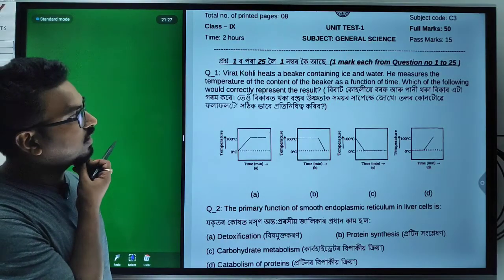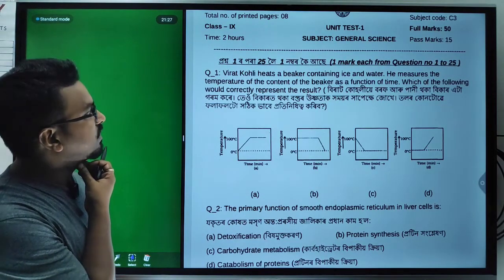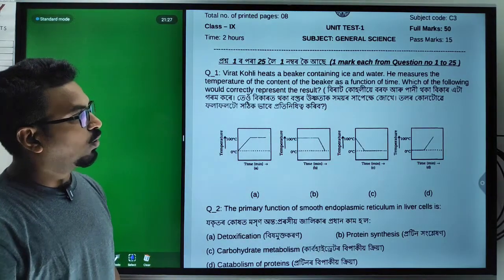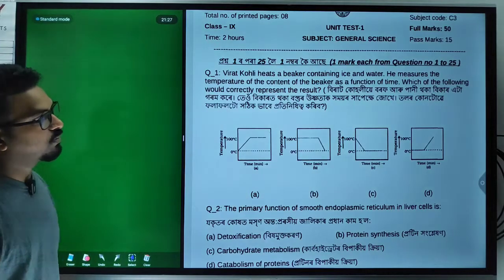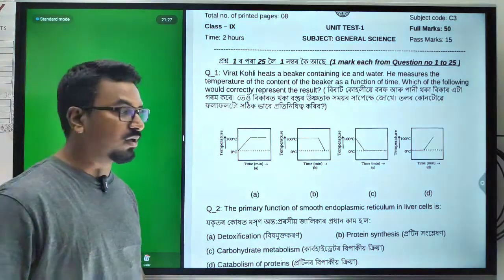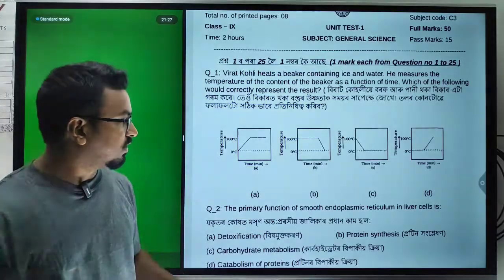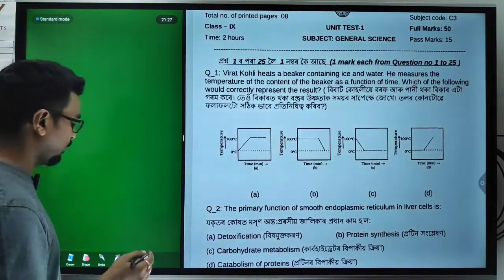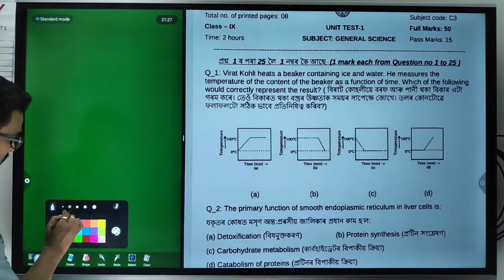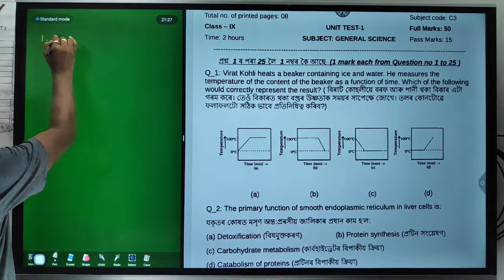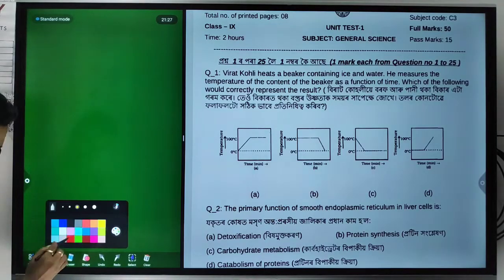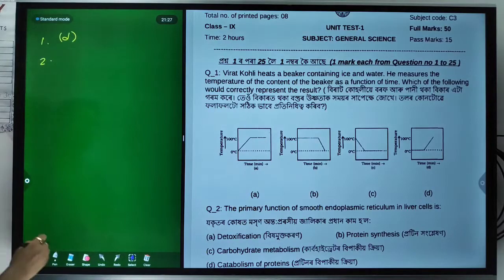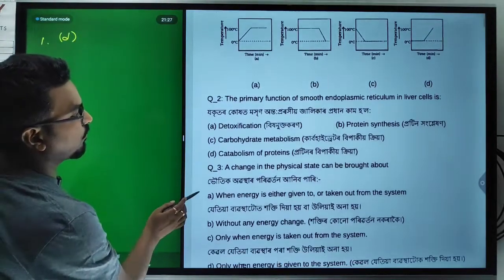Virat Kohli heated a beaker containing ice and water. He measured the temperature of the content of the beaker as a function of time. Which of the following would correctly represent the result? When you heat something, it will start from 0, right? So which option will it be? It will start from 0. So option D. Question number 1, option D.